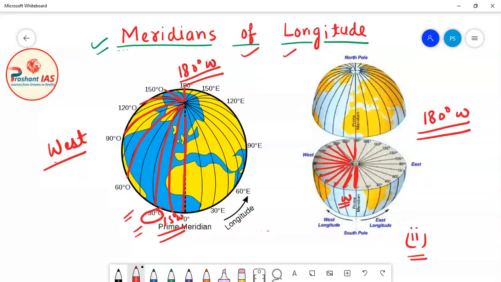Okay, so friends, what conclusion can you draw from this second story? So now you can say that, sir, we can draw 180 meridians of longitude to the west of the prime meridian also.